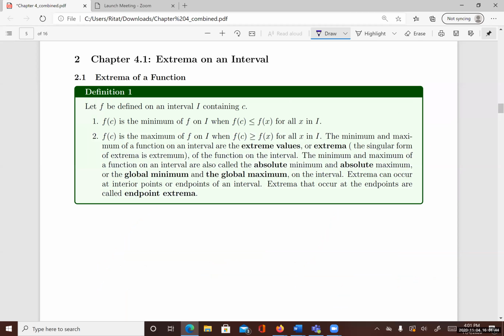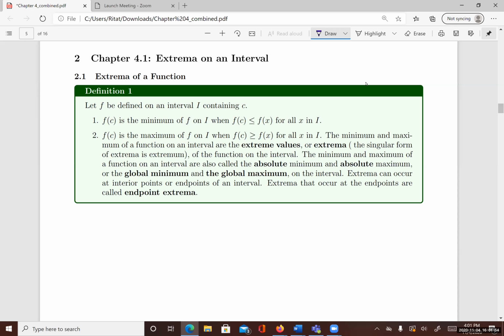This video introduces the extrema of a function on an interval. So what are extrema of a function? Extrema of a function are the absolute maximum value or the absolute minimum value of the function. They can also be called the global maximum value or the global minimum value.